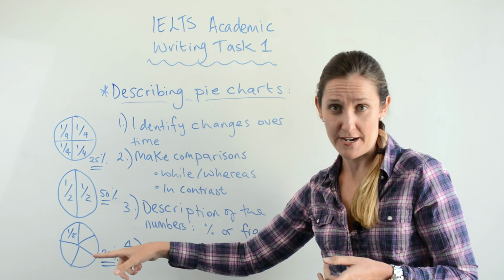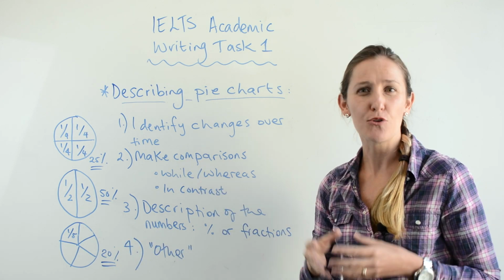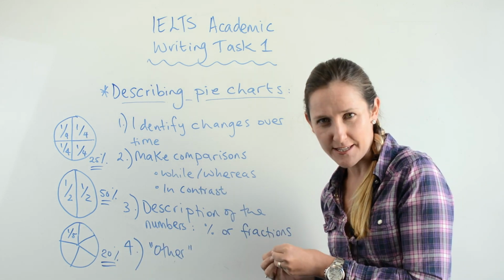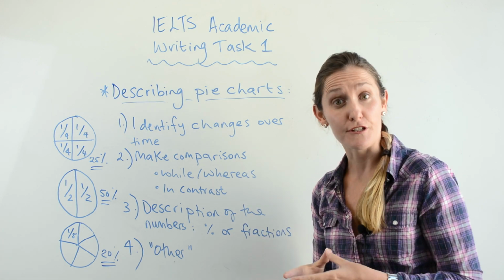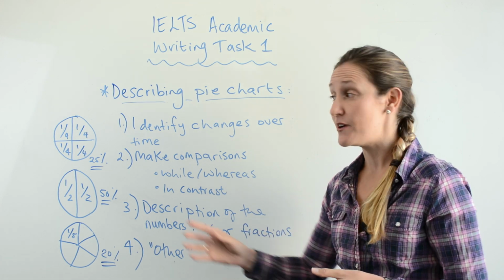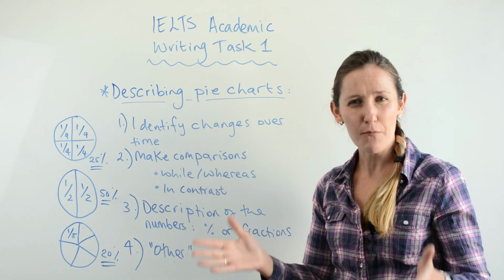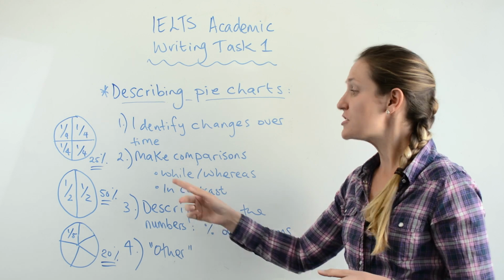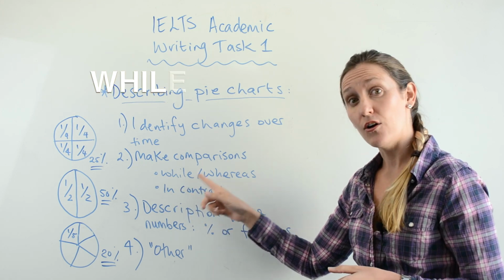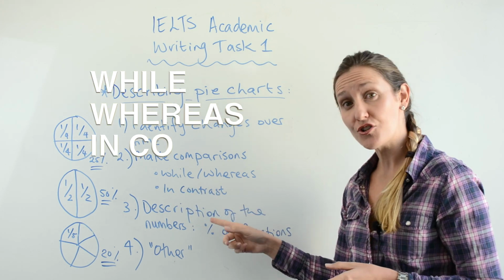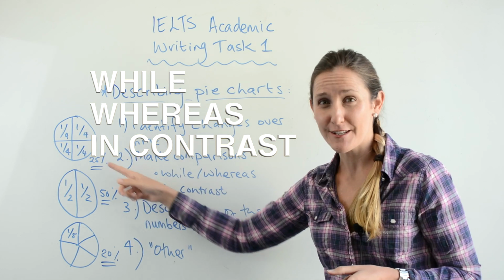The second thing is that you will need to make comparisons, and this is what a lot of students forget. What they simply do is describe the data in each pie chart, but they don't compare the data. So you need to use words like while, whereas, and in contrast to talk about the differences that you see.